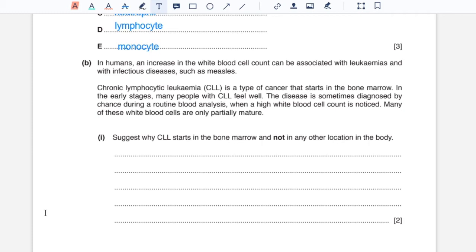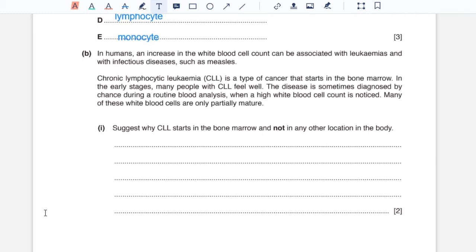B. In humans, an increase in the white blood cell count can be associated with leukemias and with infectious diseases such as measles. Chronic lymphocytic leukemia is a type of cancer that starts in the bone marrow, and in early stages, many people with chronic lymphocytic leukemia feel well. The disease is sometimes diagnosed by chance during a routine blood analysis when a high white blood cell count is noticed. Many of these white blood cells are only partially mature.